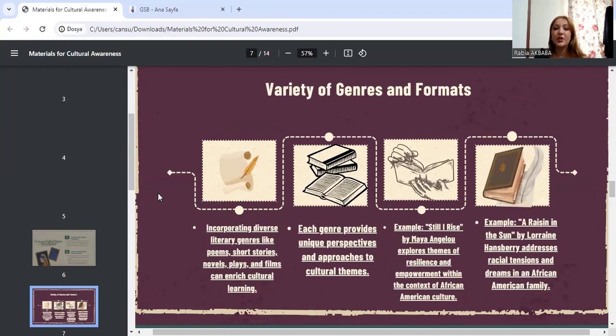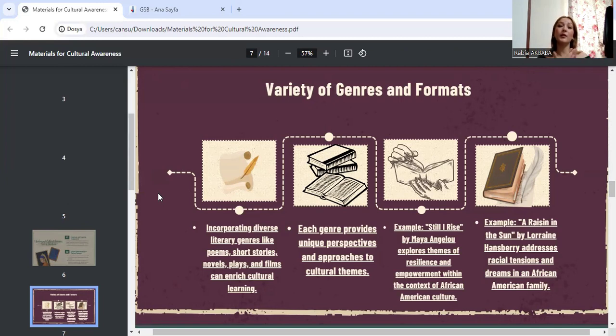Incorporating diverse literary genres like poems, short stories, novels, plays, and films can enrich cultural learning. Individually, we can recommend them to watch movies or plays, or we can take them to a theater, which can improve their cultural awareness.